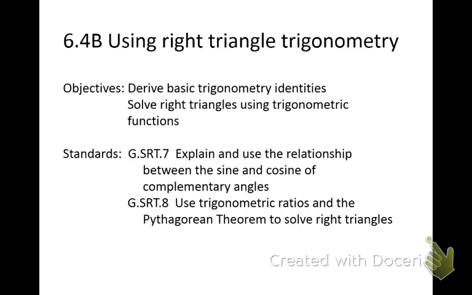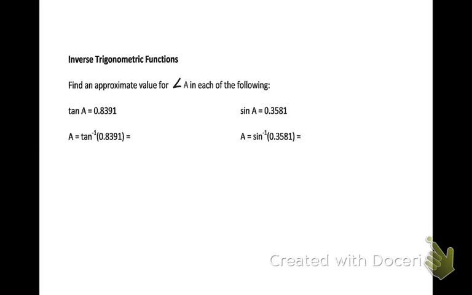6.4b, using right triangle trigonometry. We're going to derive basic trig identities and solve right triangles using trig functions. So the inverse trig functions. Find the approximate value for angle A in each of the following.